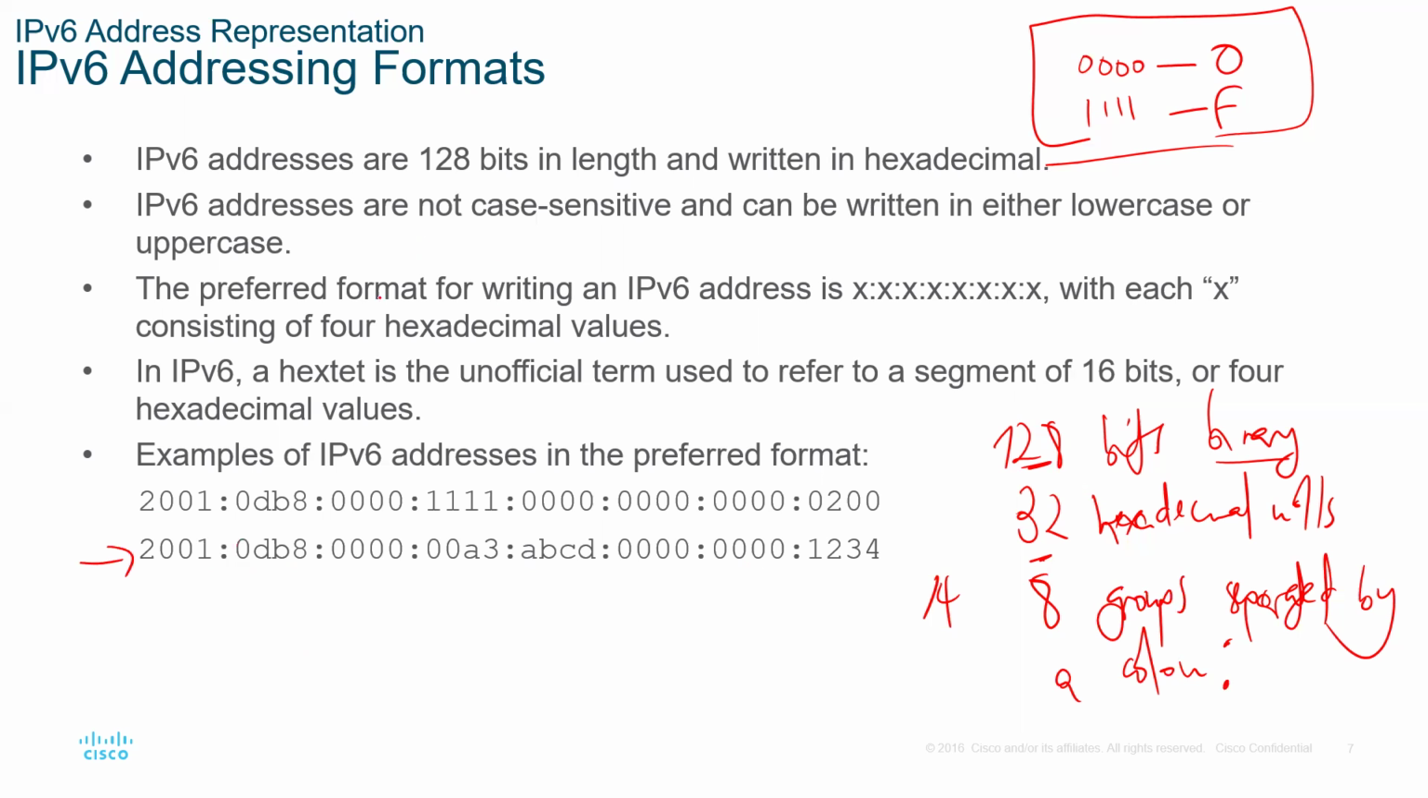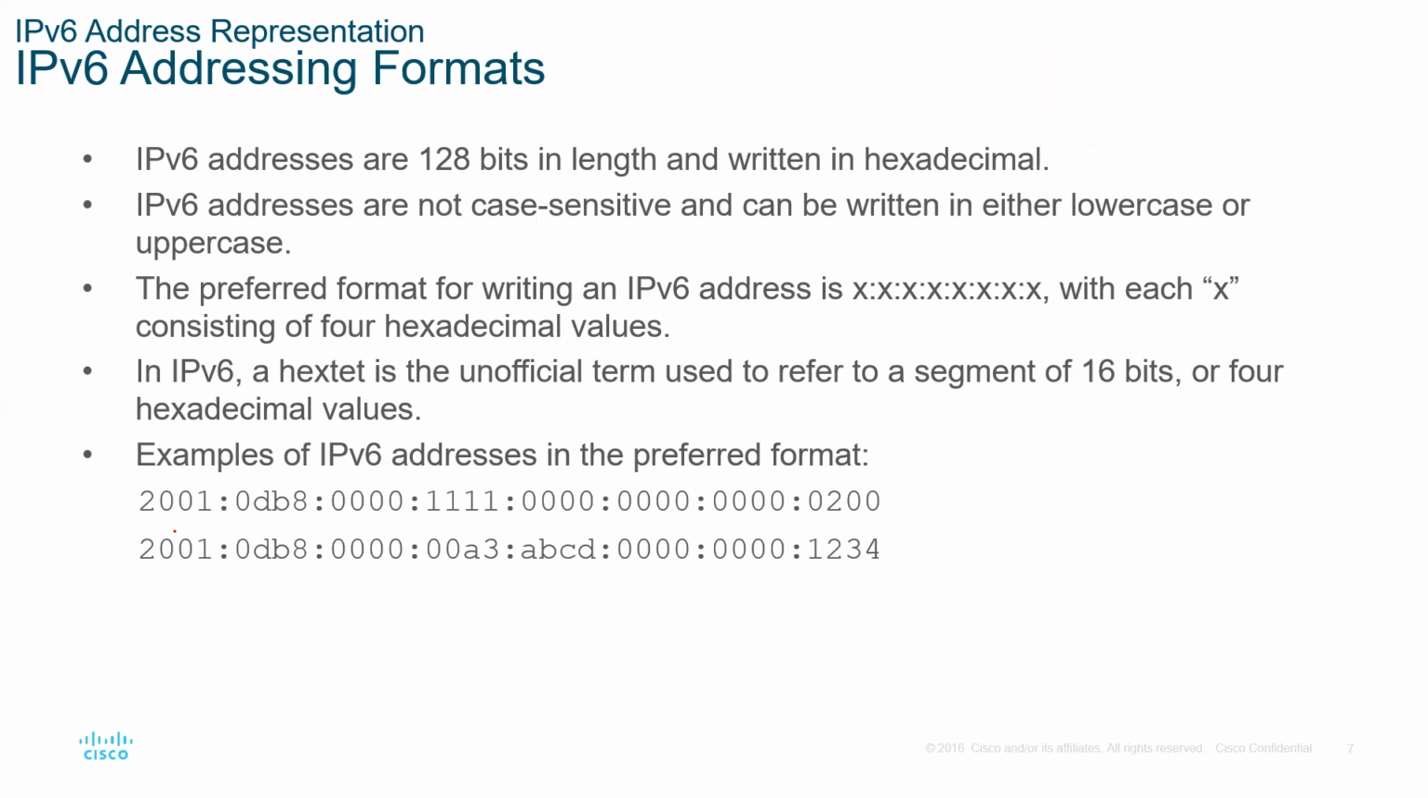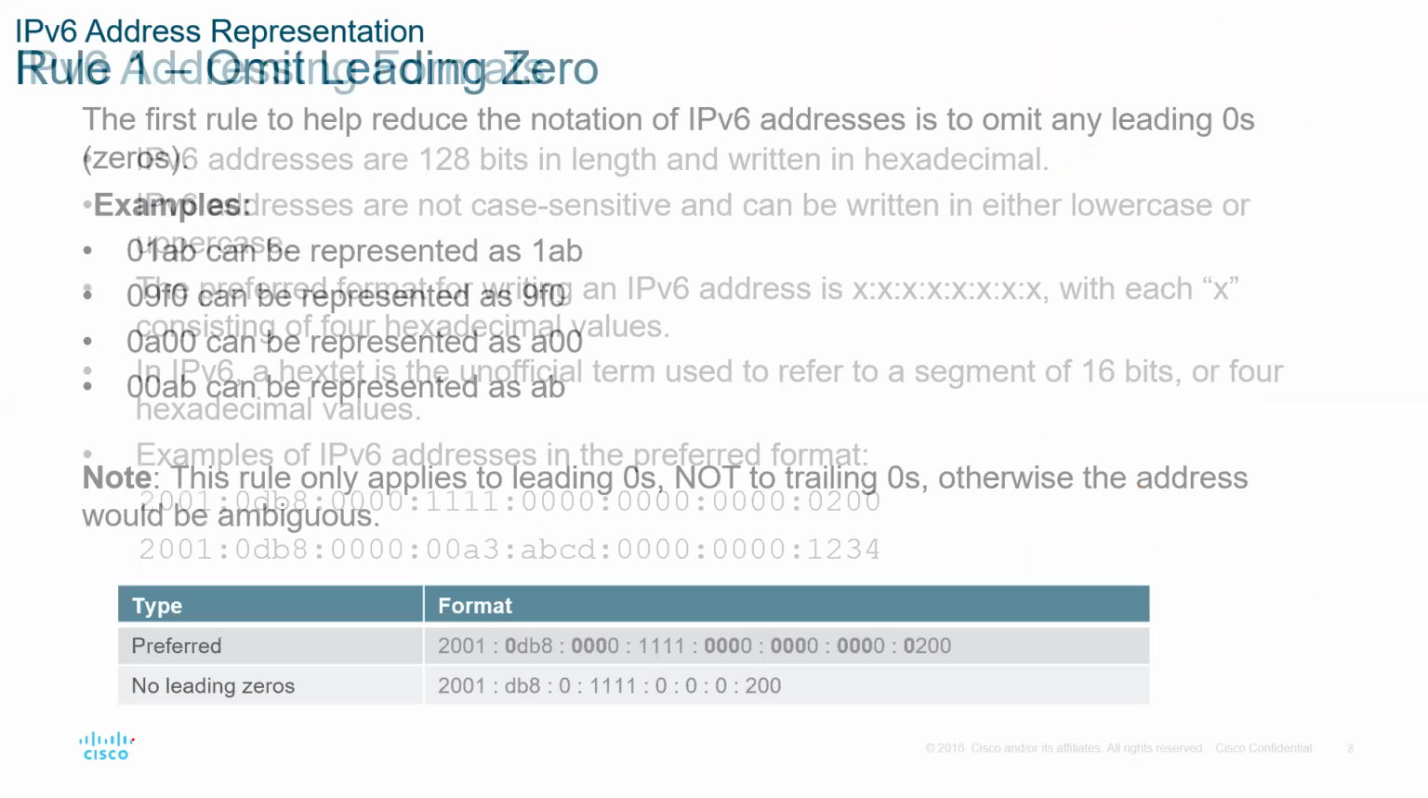In IPv6, a hextet is the unofficial term used to refer to a segment of 16 bits or 4 hexadecimal numbers. So we are talking of 8 hextets making up an IPv6 address. Clear? Right.